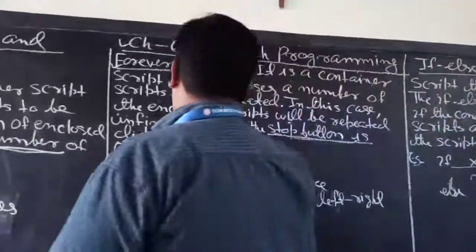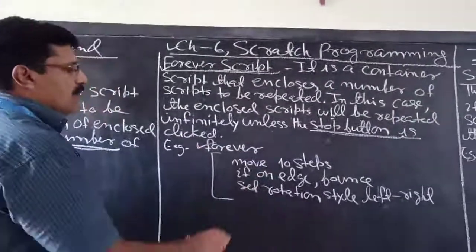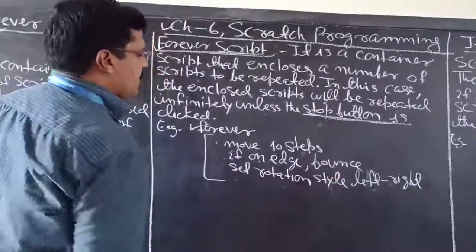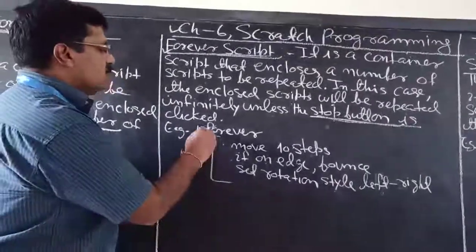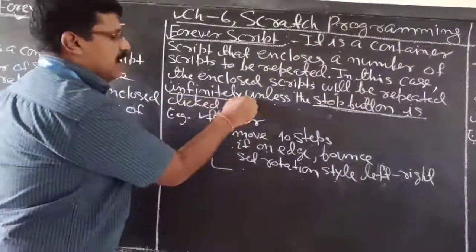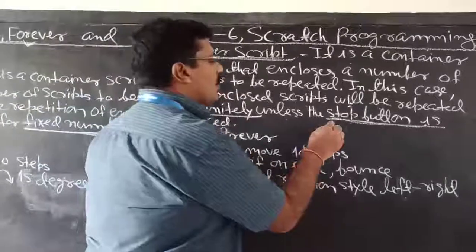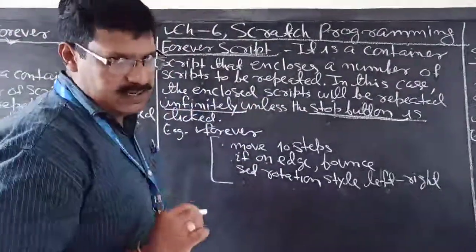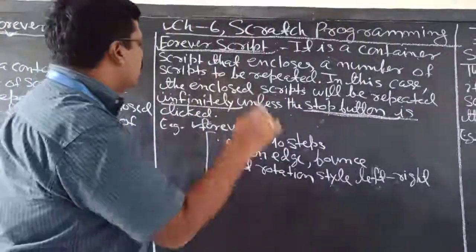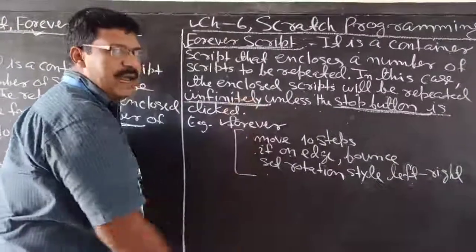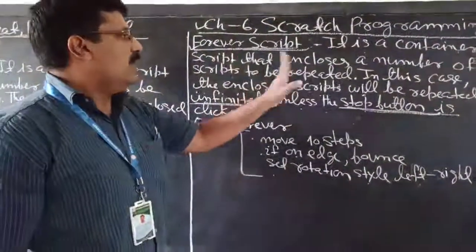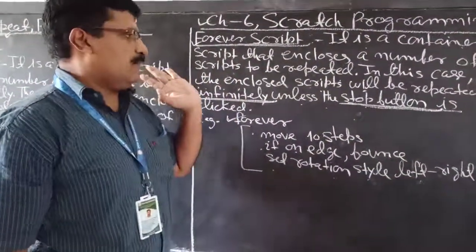Now see, suppose we have taken the forever script: move 10 steps, if on edge bounce, set rotation style left-right. So the three scripts are there. These three scripts will continue for how many times? Forever. Forever means infinitely. It will never stop till you click on the stop button that is red in color on the screen. So click on the red button, and this will stop, otherwise it will go on continuing the action how many times? Infinite times. So this is the forever script. It is repeated infinitely.